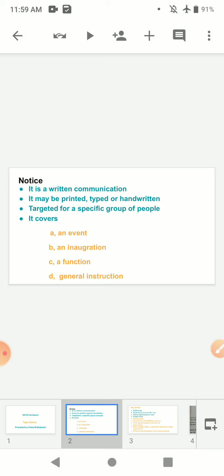For example, the principal of your school wants to have a talk with a specific group of students like class 11 students regarding any issue. So the target audience here is 11th class students, just 11th class. The notice will be written to inform students of class 11th about this meeting with the principal. So before writing any notice, the audience is already set in our mind.